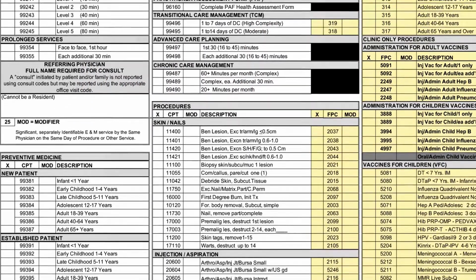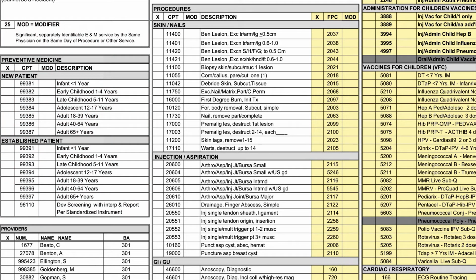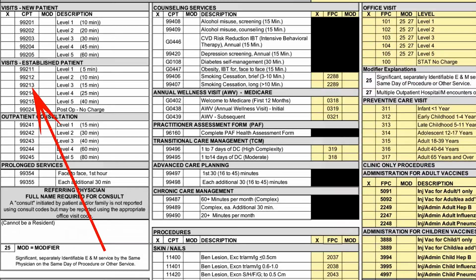The next section is for preventative medicine for child checks and annual physicals. But if you do have someone who comes in for an annual physical and their blood pressure is elevated and you have to spend time and effort talking about the new medication you put them on or lifestyle habits to lower their blood pressure, then you would also circle the 25 modifier box and then code a visit code such as a 99213.